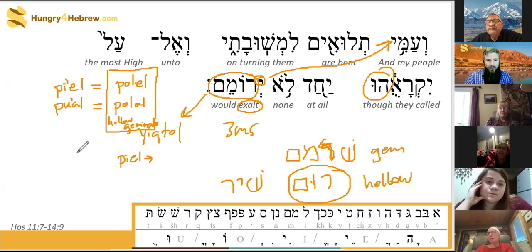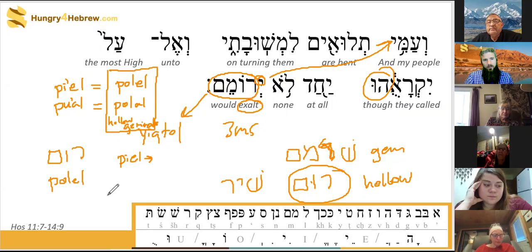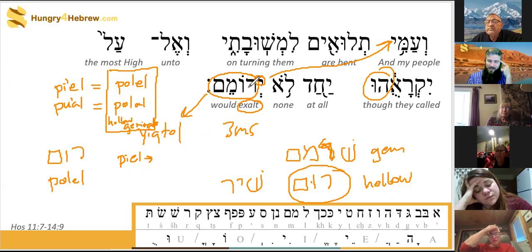So essentially, we're looking at the root rum. It is a Piel, also known as polel, and it is third masculine singular yiktol. So he or it will be exalted. Oh, you guys know how much I love state of being verbs.